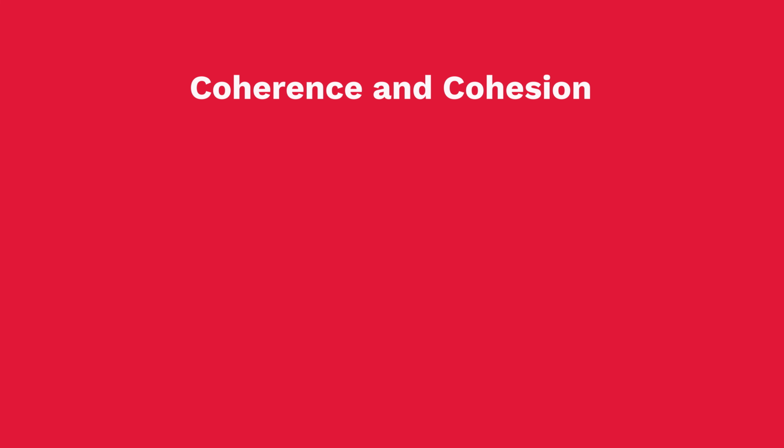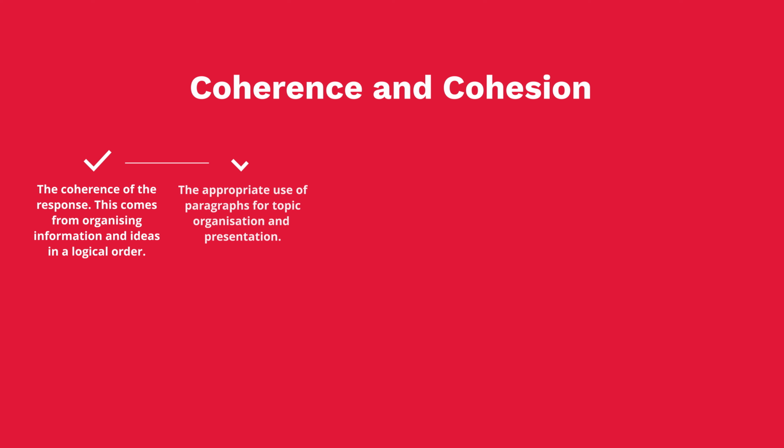As we've seen in this video, coherence and cohesion assesses the coherence of the response. This comes from organising information and ideas in a logical order so that the argument progresses logically. The appropriate use of paragraphs for topic organisation and presentation. The logical sequencing of ideas and/or information within paragraphs.